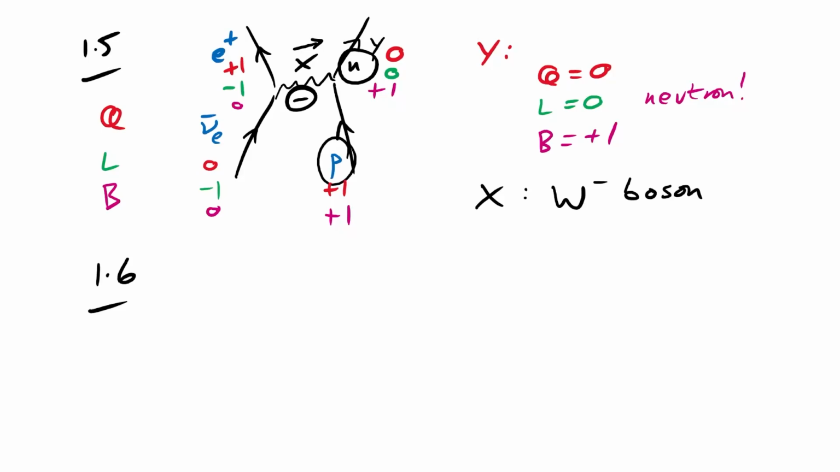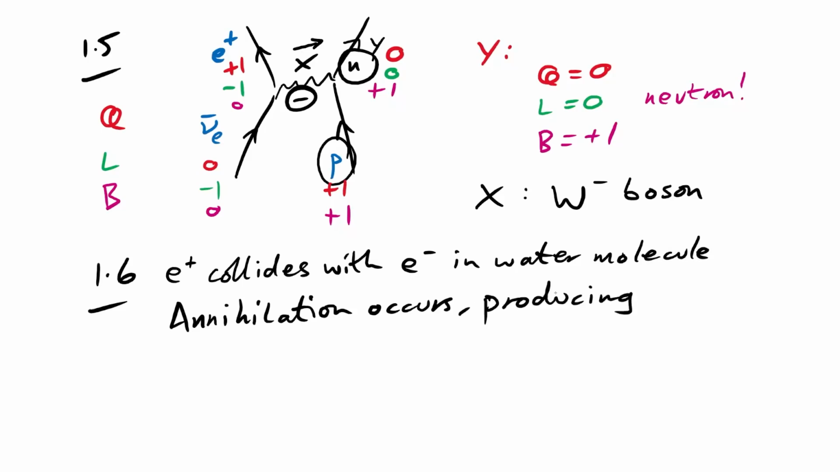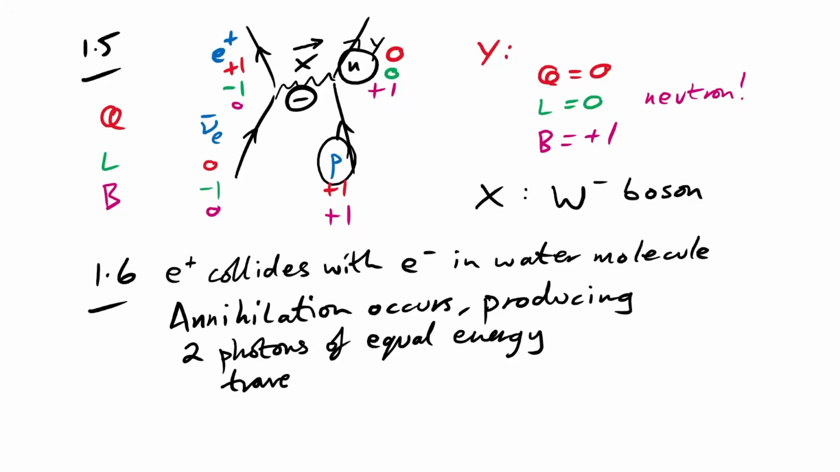1.6, the positron produced slows down and collides with a lepton in a molecule of water. Describe the process that occurs when a positron collides with this lepton. But here we have a particle and its antiparticle colliding together. So what's going to happen? It's annihilation. What does that do? Producing two photons, we could say, of equal energy, and we can say traveling in opposite directions in order for momentum to be conserved.